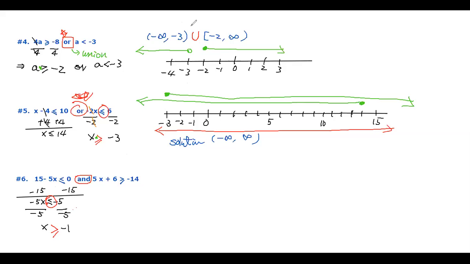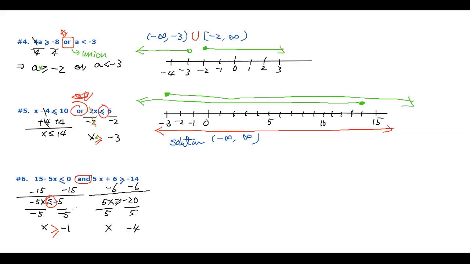Okay, now let's take a look at this one here. So this is a -6, a -6, right? So I will have 5x is greater than or equal to -14 minus 6, which is what? -20. Now I divide by 5, I divide by 5. So x here is -4.